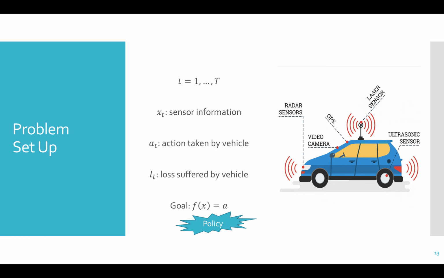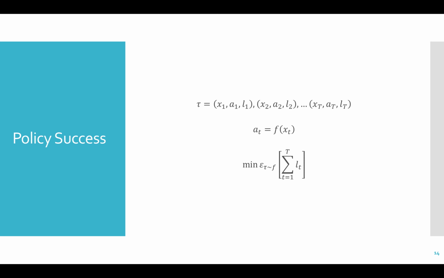How do we measure the success of a policy? Well, we need to run the policy and see how much total loss is suffered. Suppose we have these trajectories, tau, that consist of an input, an action, and a loss for each time step, where the action taken at time t is equal to the function, or the policy, of the input. The goal of f is to minimize the expected loss.